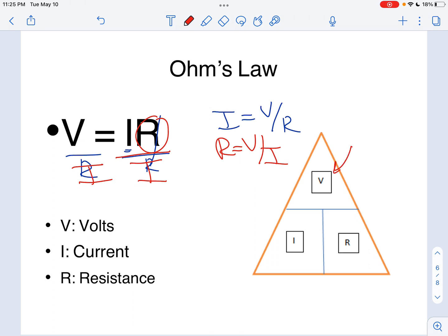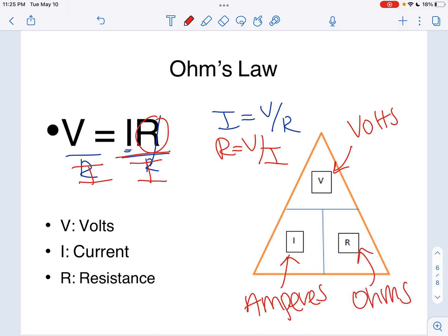Reminder, units for V is volts. Units for I is amperes or amps. R is ohms. If I don't want to write all those things out, I can get a little bit lazy and write V for volts. I can write A for amps. Then I can use this symbol omega for ohms.